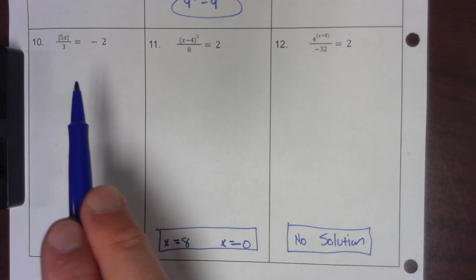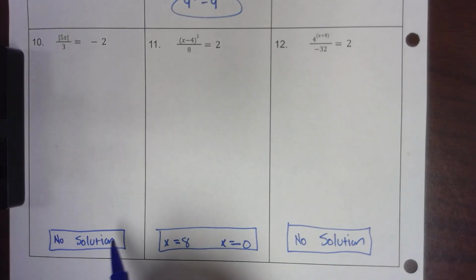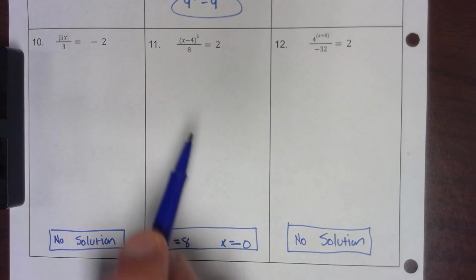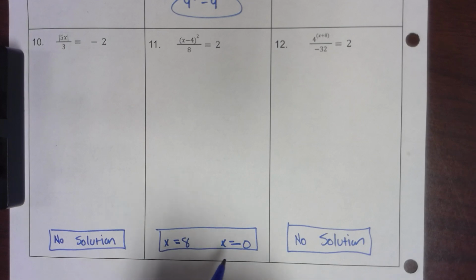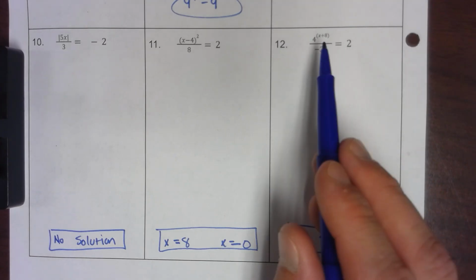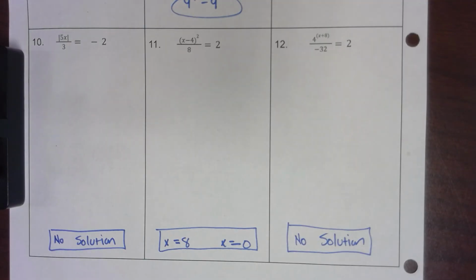All right, hopefully you've worked out 10, 11, and 12. For 10, that ends up being no solution because you have an absolute value equal to a negative, so not a lot of work you need to show there. For 11, there should be quite a bit of work that leads you to answers of 8 and 0. And then number 12, when you multiply by negative 32, now we're trying to get an exponent to equal a negative, which can't happen, so that is a no solution.